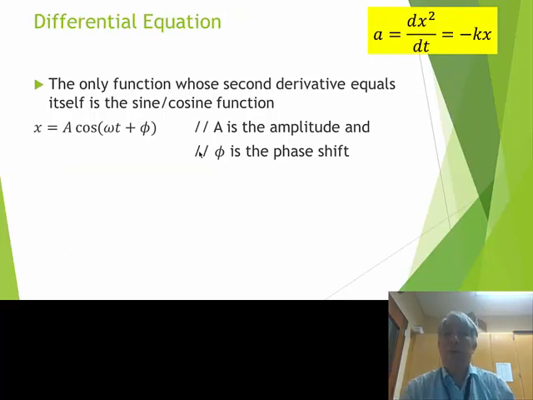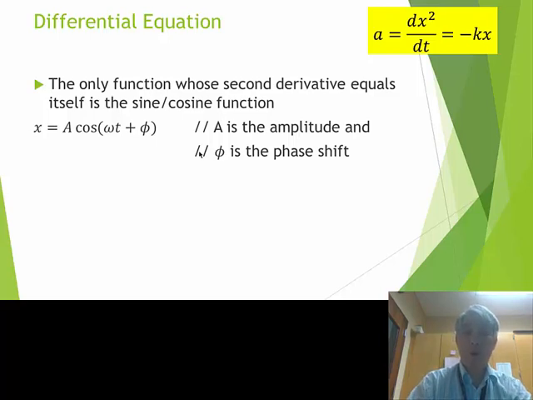So the fact that we have the second derivative of a function equal to some negative constant times that function. Okay, so the second derivative of x is equal to minus kx. The only function that we know of whose second derivative equals itself with a negative sign involved is the cosine or sine function. So we're basically going to state that x is equal to some amplitude A times cosine of omega t plus phi, where phi is some phase shift.